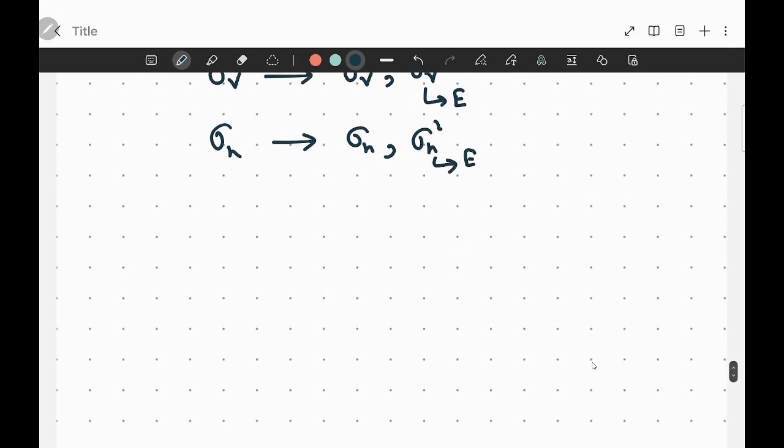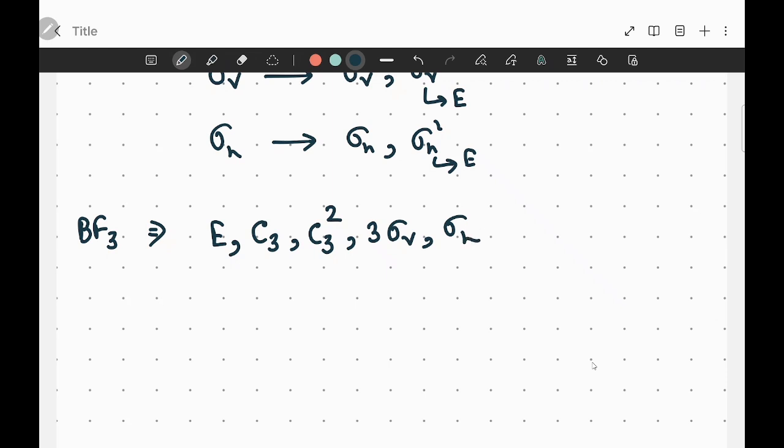So what is the total set of operations you get for this BF3? You should write E first, because E will always be there. If anything else is not there, E should be there. So E, C3, C3 squared, 3 sigma V, sigma H, and 3 C2. So these are the symmetry elements present in this molecule BF3.